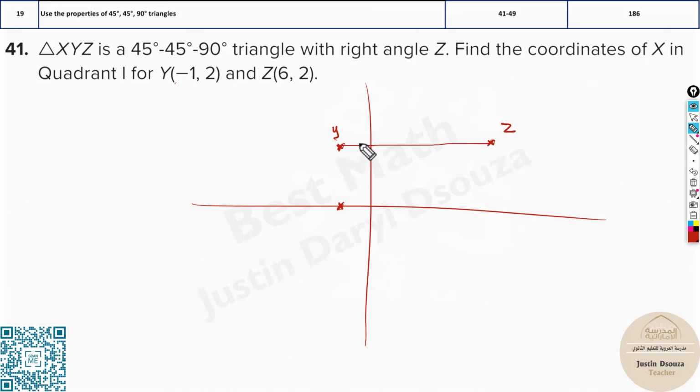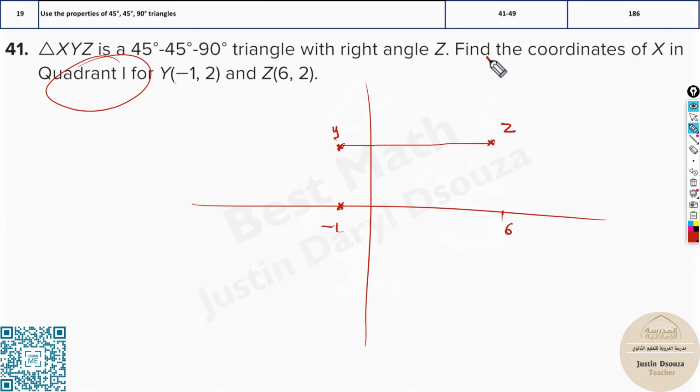Now, imagine this is one leg. So what can I do? Did they tell anything about the biggest length or anything? No, they have not told anything about that. So what you can do is take the same distance. What is the distance from here to here? It's minus 1 to 6, right? I can take the same distance up over here. Why? Because I can't take down. It will be in the second quadrant. They have clearly mentioned it must be in the first quadrant.